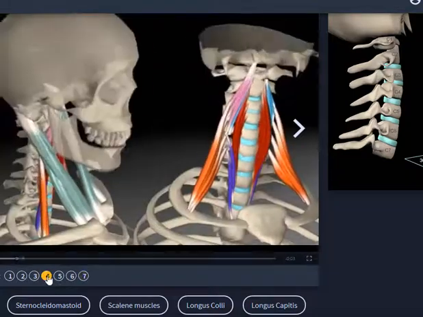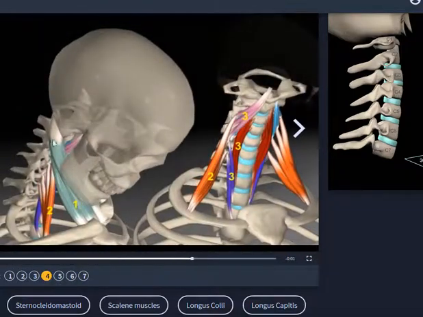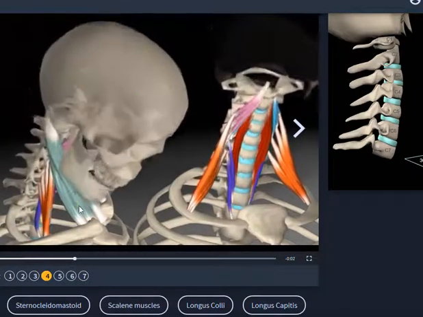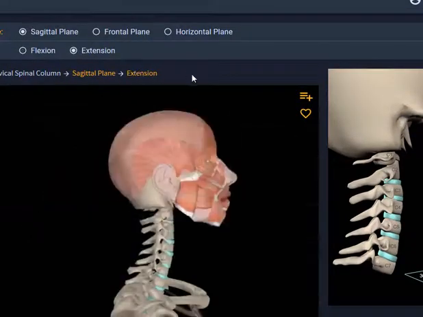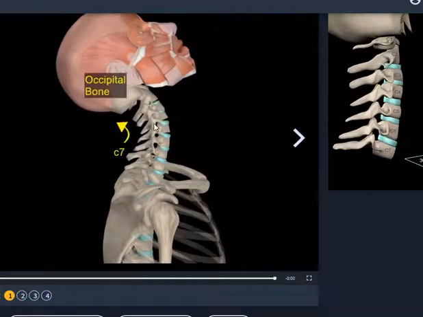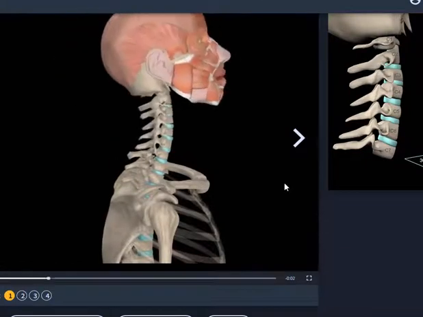So more of the scalenes here. But here you can see the sternocleidomastoid right in this direction doing cervical flexion. Let's go to extension. So there's your spinal extension and capital extension.